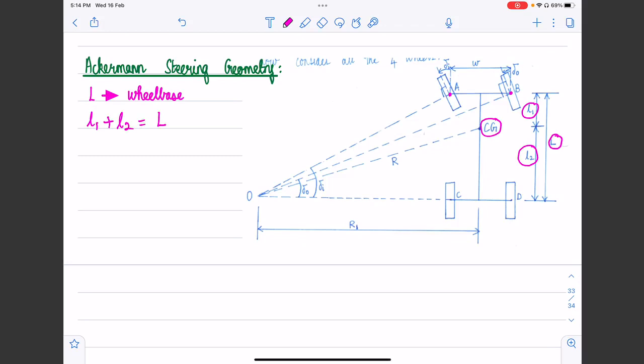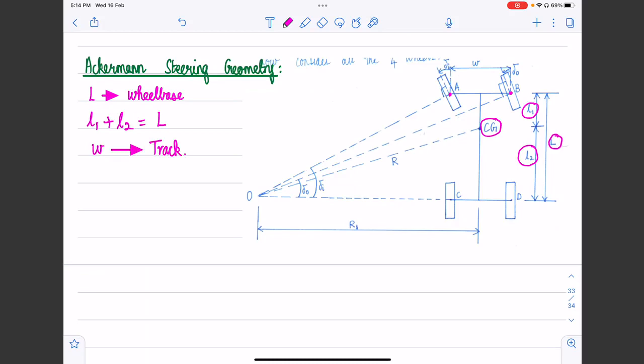Okay, so A and B are the points of the two front wheels, the inner wheel and the outer wheel, respectively. And W is what is called the track of the vehicle, which is the distance between the two center points on the front wheels. Right now we assume that the track is the same for the front and the rear, just for simplicity to begin our discussions.